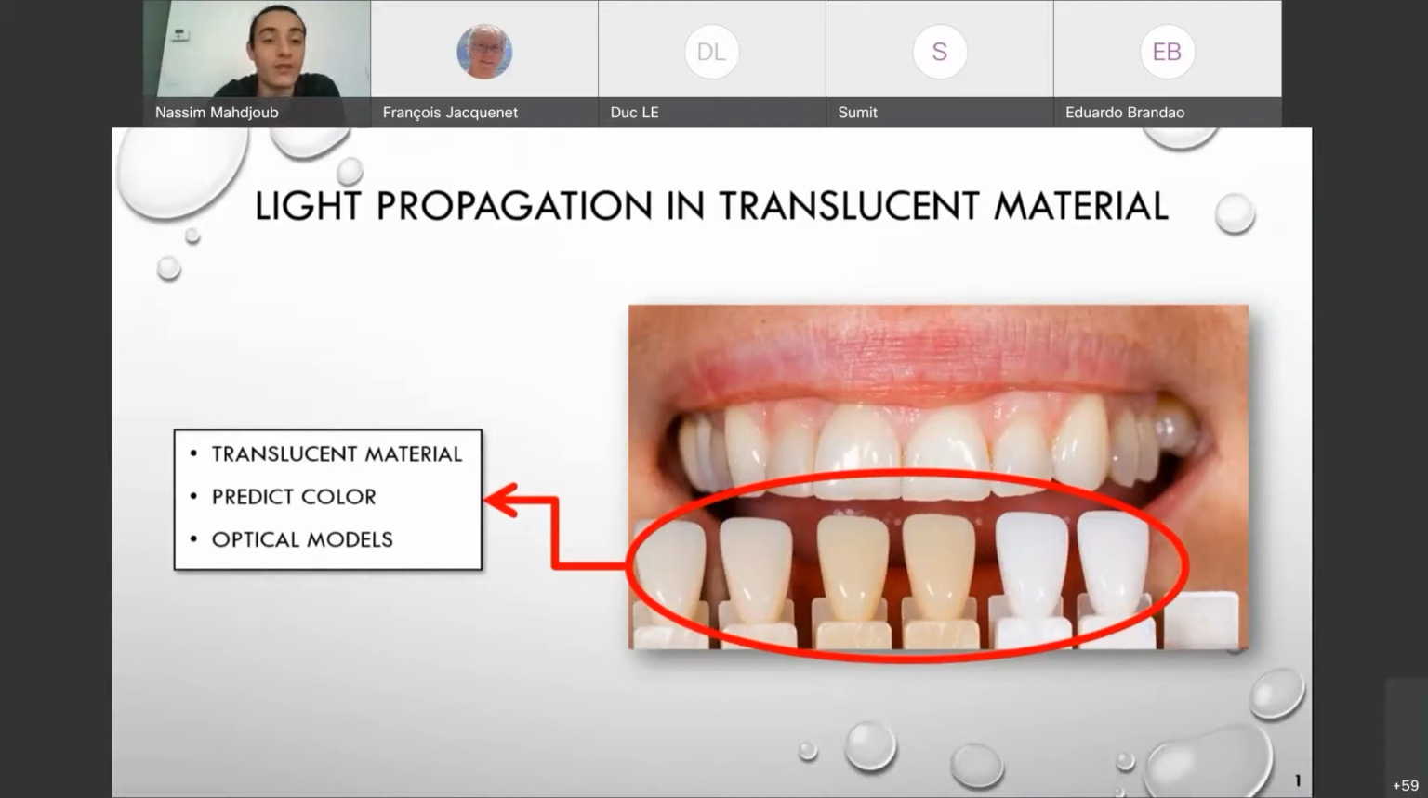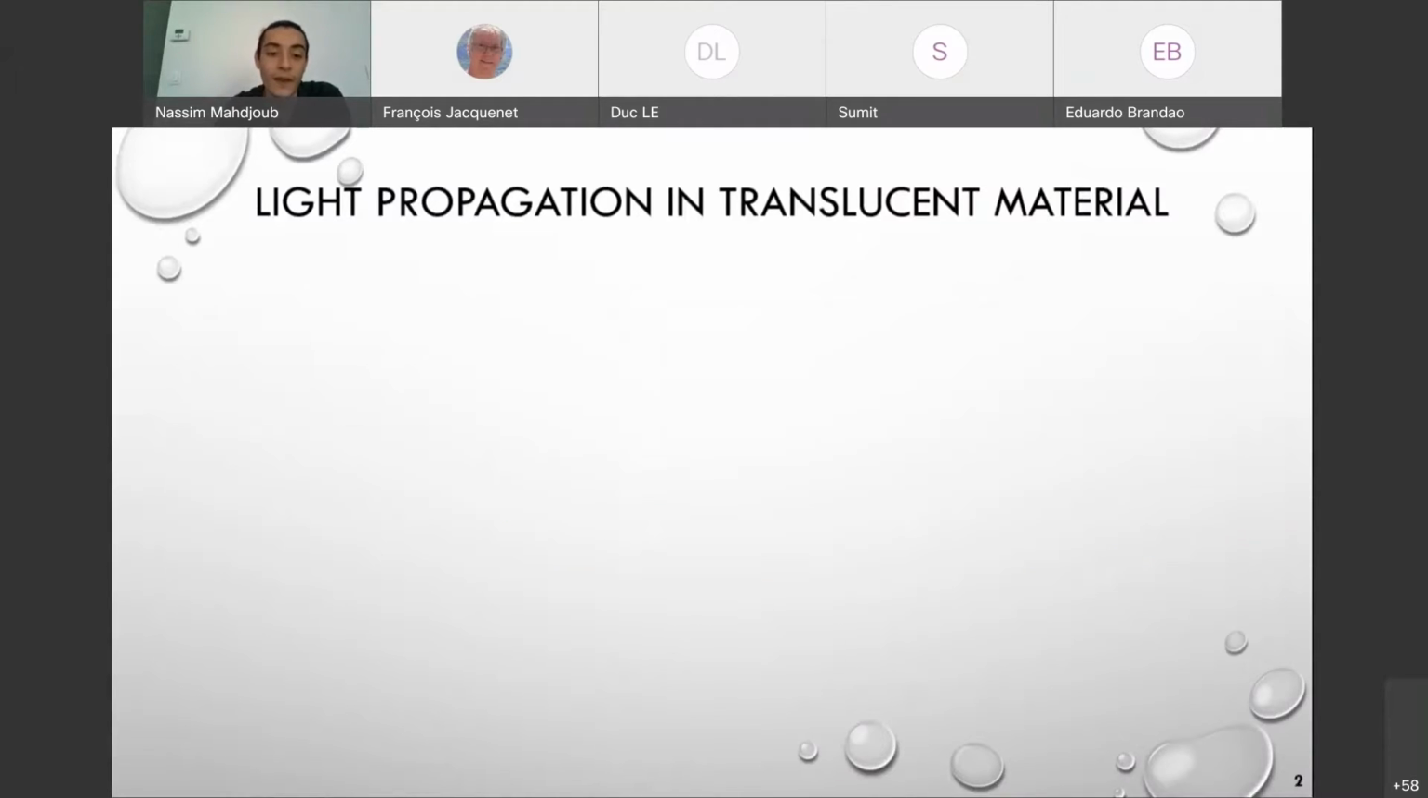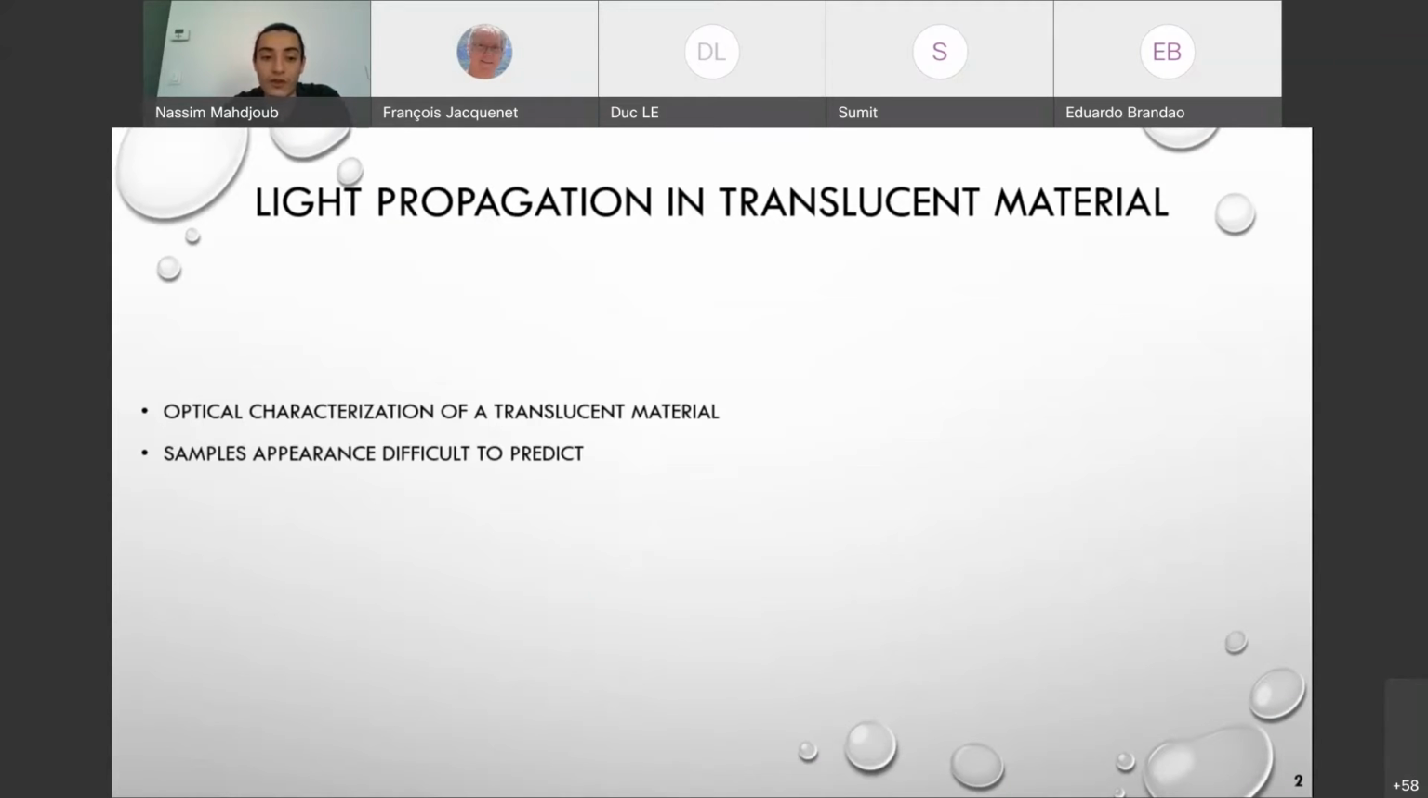For the first part of my internship, we will talk about teeth, exactly about dental materials, which are translucent materials. The objective is we want to predict the right color of one tooth, whatever the thickness is, and this can be achieved using some optical models. So the study is based on the optical characterization of these translucent materials.